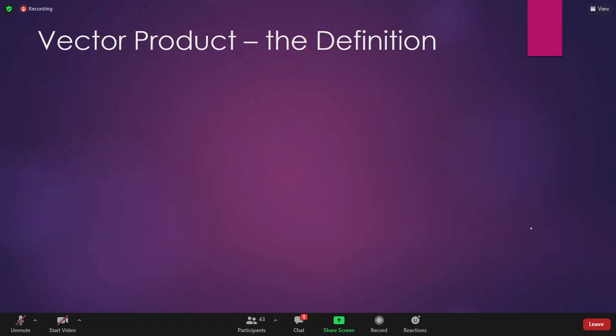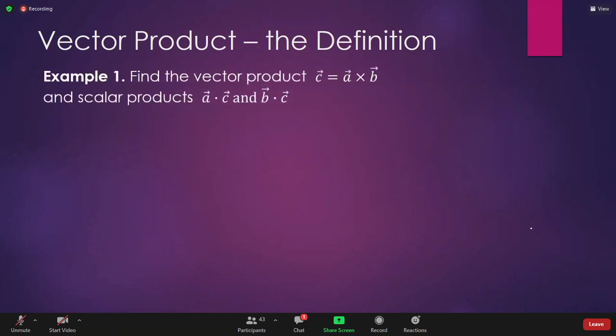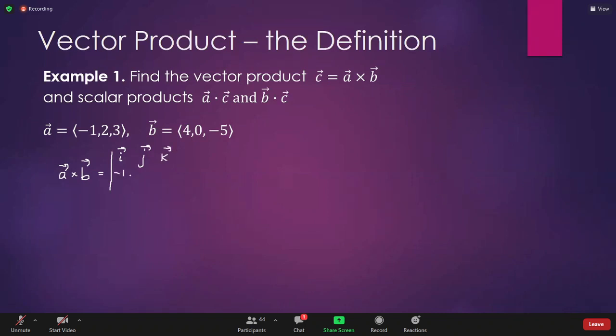Perhaps we need to use some examples. So let's suppose that we have two vectors, vector A with coordinates minus 1, 2, 3, and vector B with coordinates 4, 0, minus 5. Let's find this vector product A times B. So formally, we write A times B equals the determinant: the base unit vectors i, j, and k, the coordinates of vector A, minus 1, 2, 3, and the coordinates of the second vector B, 4, 0, minus 5.